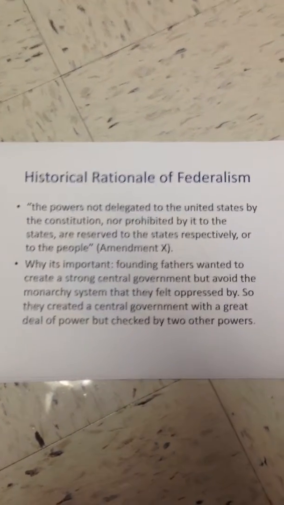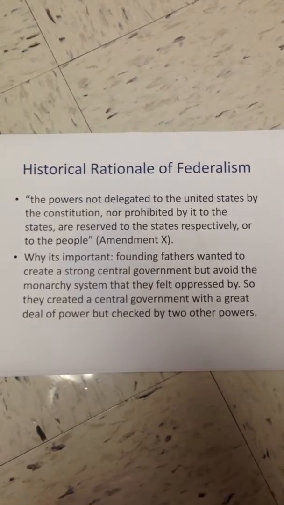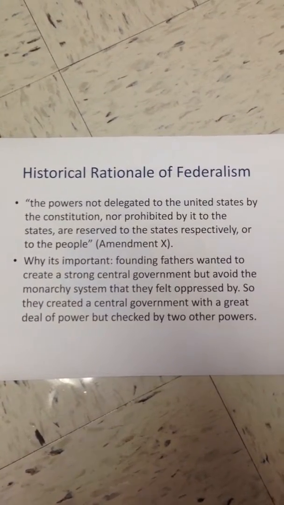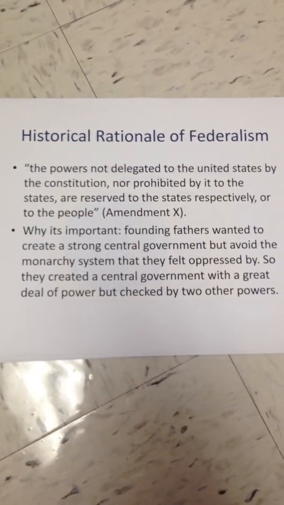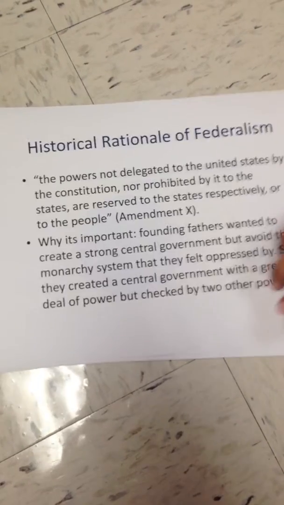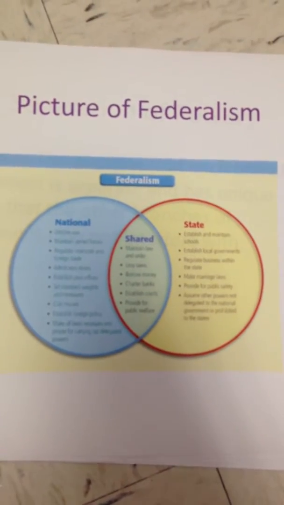This is important because the Founding Fathers wanted to create a strong central government but avoid the monarchy system, because both sides checked each other, so neither of them had more power than one another. The diagram shows the powers the national government had and the state government had and which ones they shared.